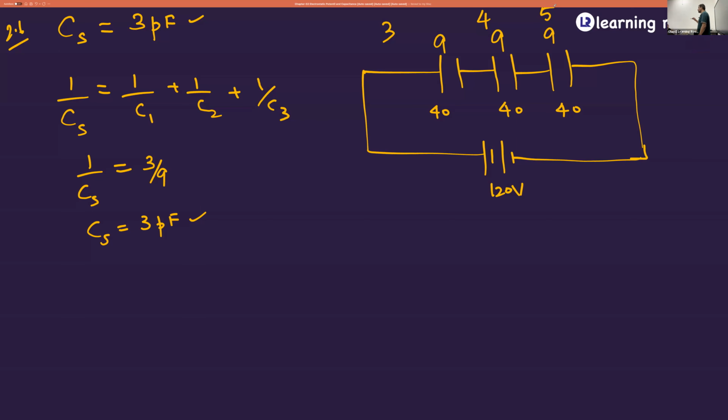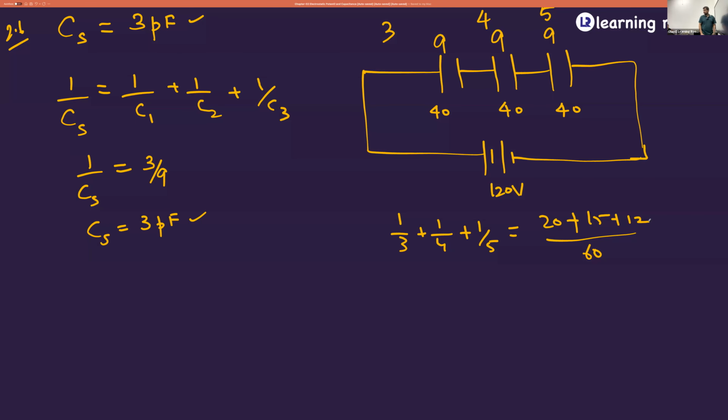First step is you need to find the equivalent capacitance. So what is going to be the equivalent capacitance? 1 by 3 plus 1 by 4 plus 1 by 5. See, I took some random numbers. You will get fractions. Okay. So 1 by 3, 1 by 4, and 1 by 5. What is going to be the LCM? 60. So here it is going to be 20 plus 15 plus 12.